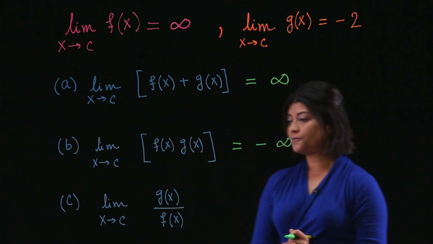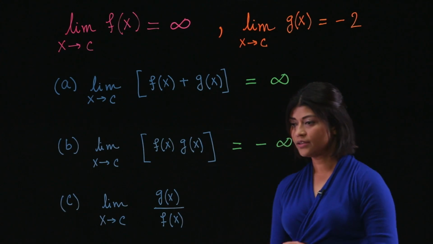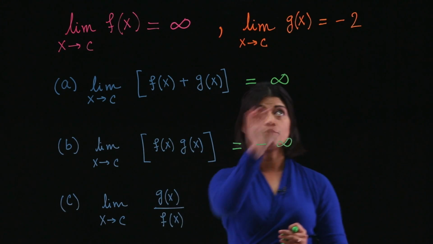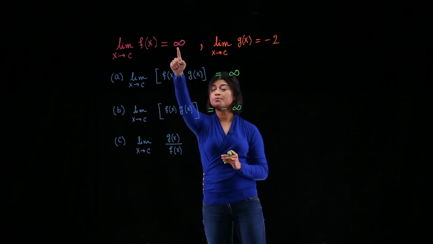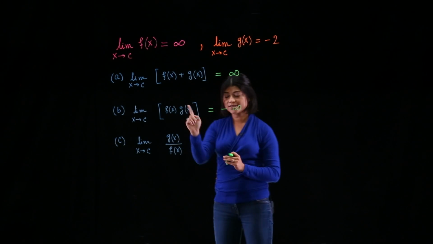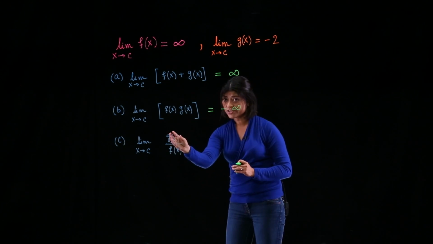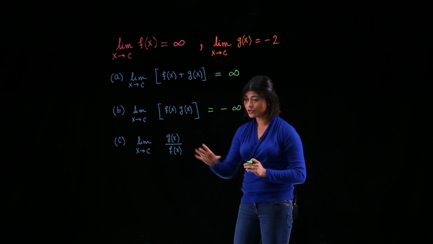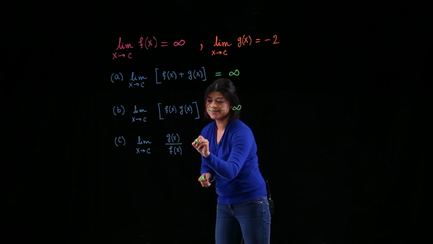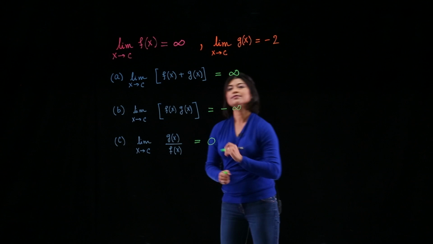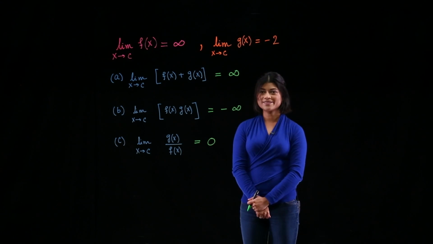Last one, we have to figure out the limit of g(x) divided by f(x). Okay, the numerator is approaching a constant, -2. The denominator is approaching infinity. So let's think about it. The denominator is getting big. A constant divided by something huge means the entire thing is getting really, really small, which means this limit will be 0. So we have evaluated all three limits. Thank you.